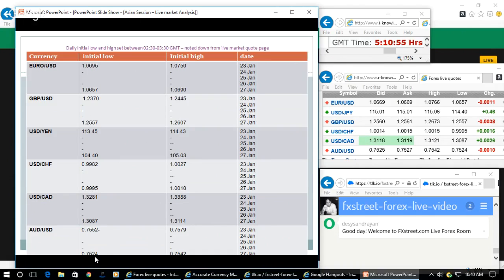Australian dollar, 0.7524 is the low, 0.7542 is the high. They have not breached the low or the high. They are again staying closer to the low. So they are all great buy opportunities.